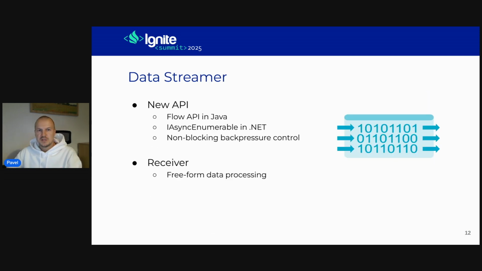Data Streamer has also been renovated internally and externally. We use Flow API in Java and IAsyncEnumerable in .NET, which are modern and standard APIs for stream processing. Those are asynchronous, non-blocking, provide back pressure control, and integrate nicely with other systems and APIs. You can either stream data directly into an Ignite table or use the receiver mode that invokes your custom logic on the server. Receiver implementation can perform additional data processing, interact with other systems, update 0 or more Ignite tables, and return results back to the client.